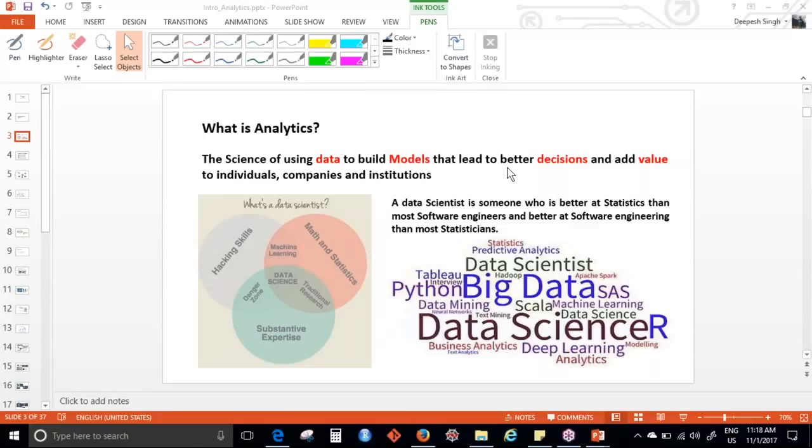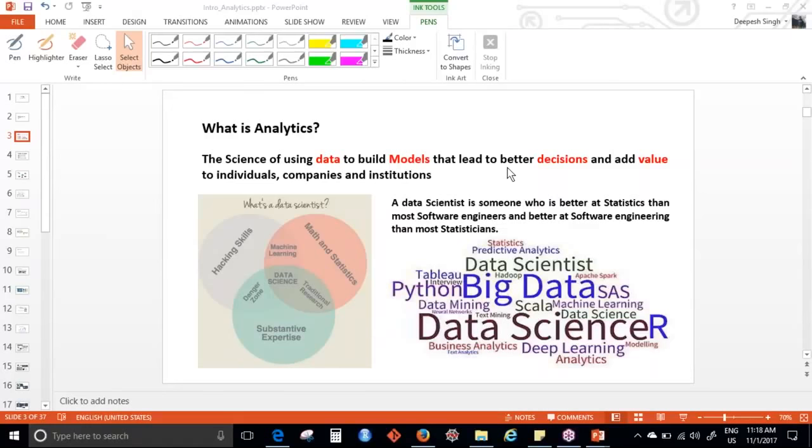So this is one of the best definitions I found for analytics. What do we do in analytics? We basically take the past history data and we build mathematical models. The models that we build are mathematical models, or you can also call them statistical models. We apply these models on the data, and these models help us take better decisions, and if we take better decisions, we add value to the organization, the company, or the institution wherever we are working.